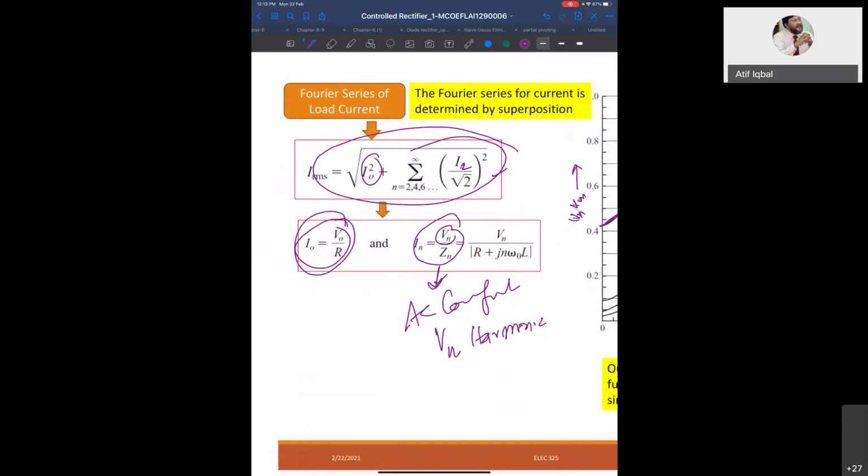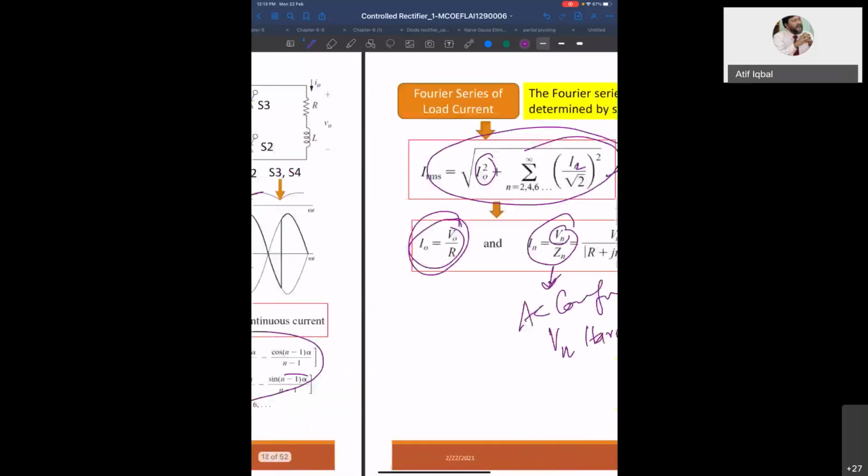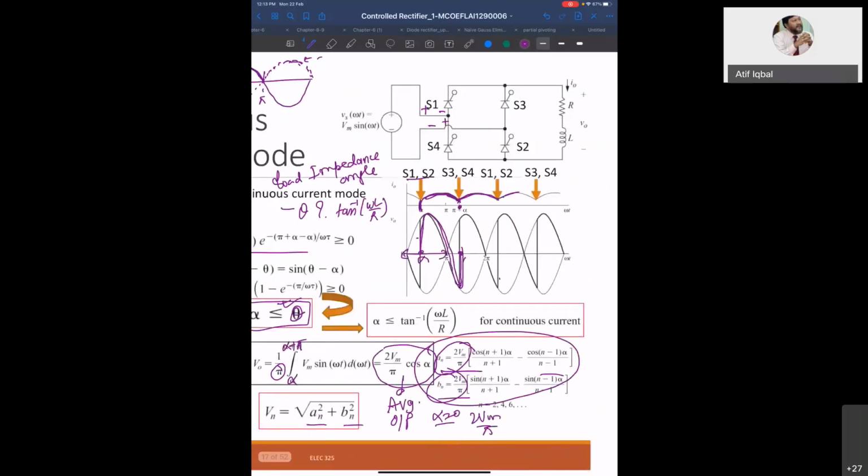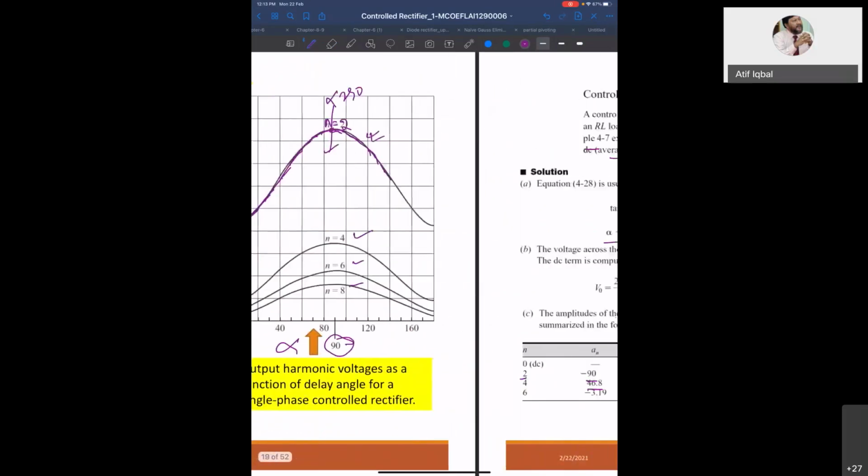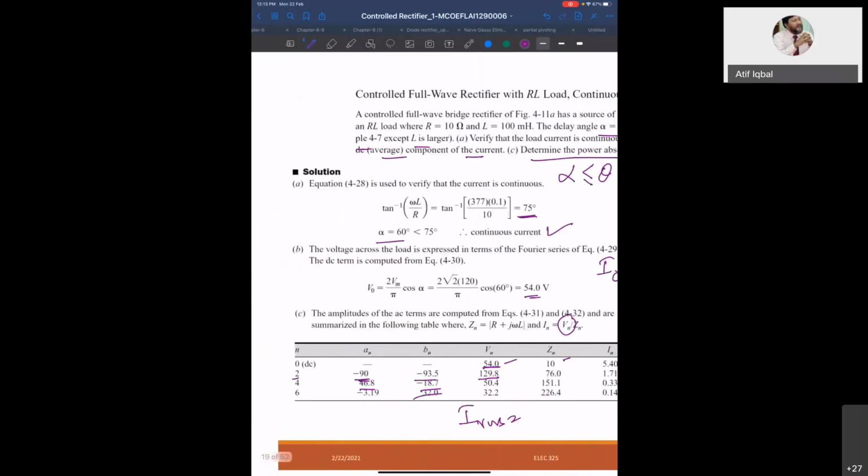Now, how do you calculate Vn? You see here, this is the Vn formula. Vn is the square root of An squared plus Bn squared. And An is this: 2 Vm upon pi times cos (n plus 1) alpha over n plus 1 minus cos (n minus 1) alpha over n minus 1. This is An, this is Bn. So you calculate An, Bn, and then you calculate Vn, for the second harmonic, fourth and sixth.